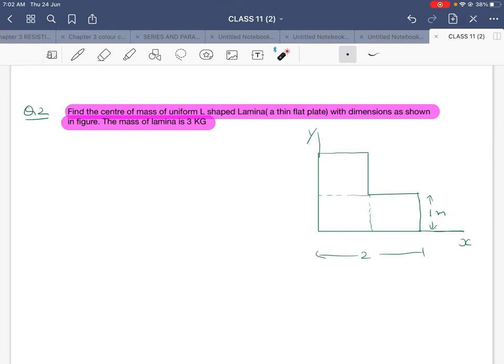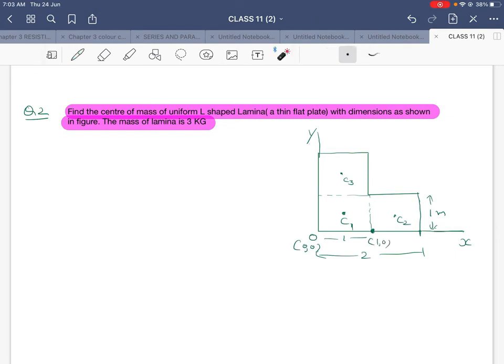The centers of mass, that is C1, C2 and C3 of the squares, are by symmetry their geometrical centers. How can we find the coordinates of C1, C2 and C3? Here this is 1 meter and up to this it is 2 meter. Now this point has coordinates 0, 0 and this point has coordinates 1, 0.